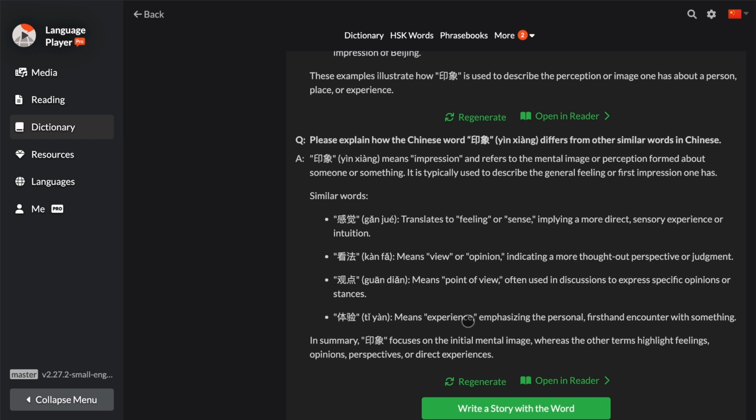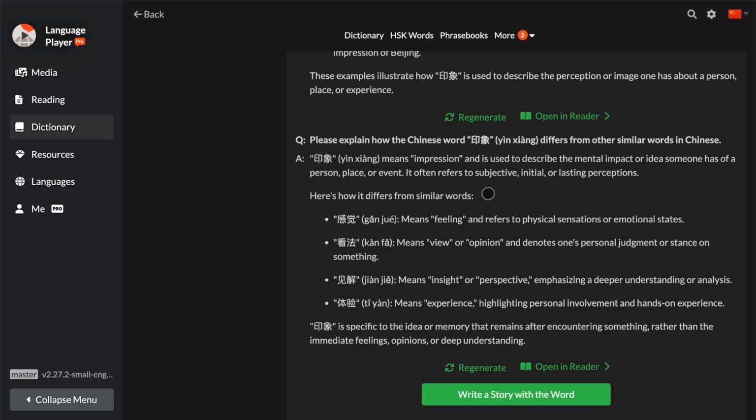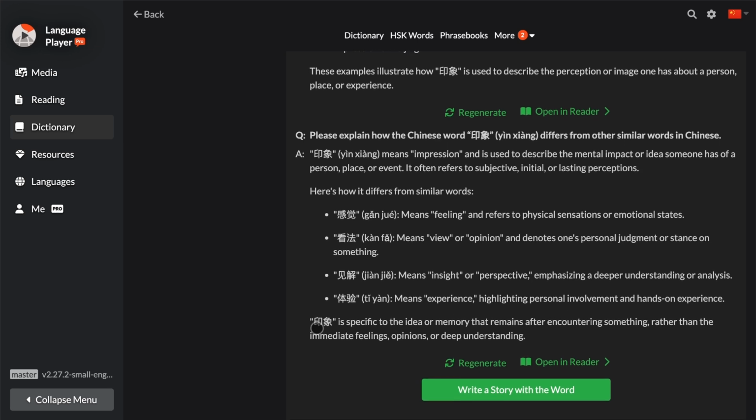If you're not satisfied with the result, you can always press on regenerate. And here is another list. And it's interesting that it notes 印象 is specific to the idea or memory that remains after encountering something rather than the immediate feelings, opinions, or deep understanding. So it's just summarizing the differences between 印象 and the other words with their given definitions.